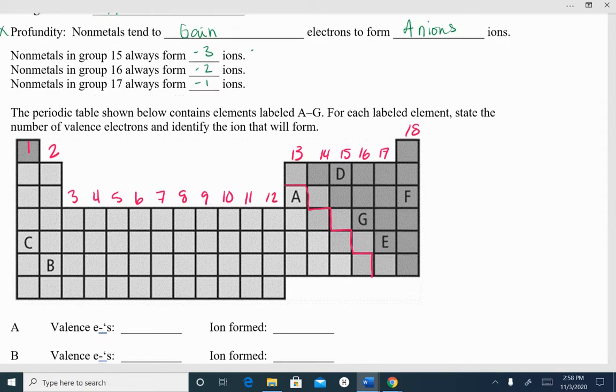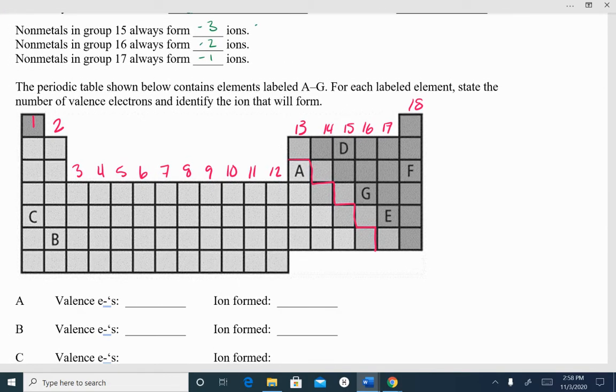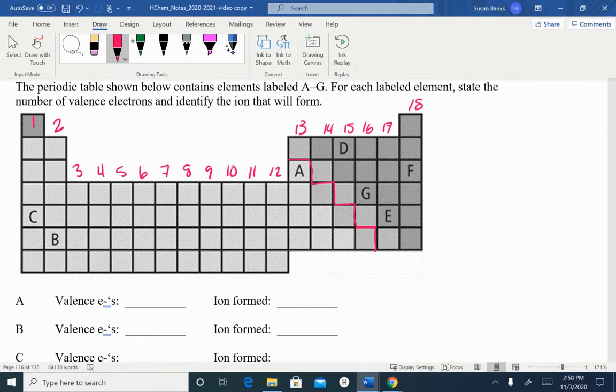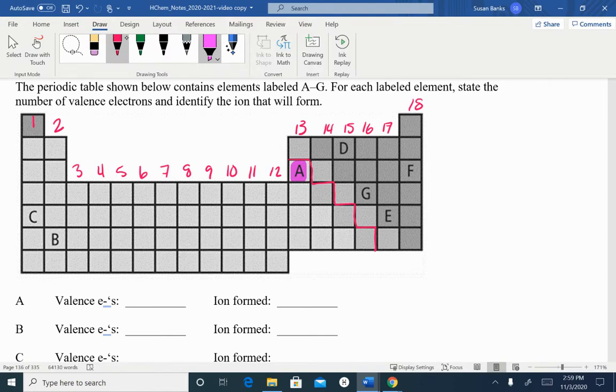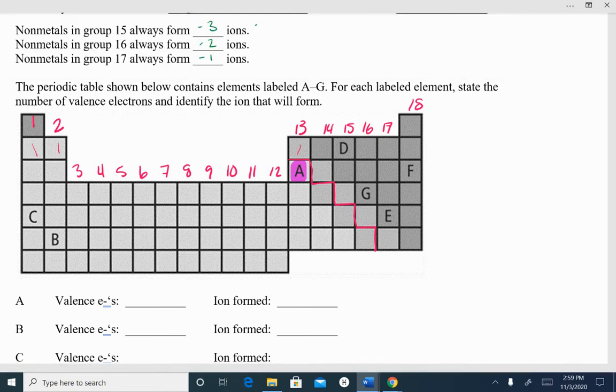Okay, so let's do A together. So if I'm going to look at A, I'm in group 13, and that's right the spot that aluminum is, right? So if I look at aluminum, I have 1, 2, 3 valence electrons. So I have 3 valence electrons.